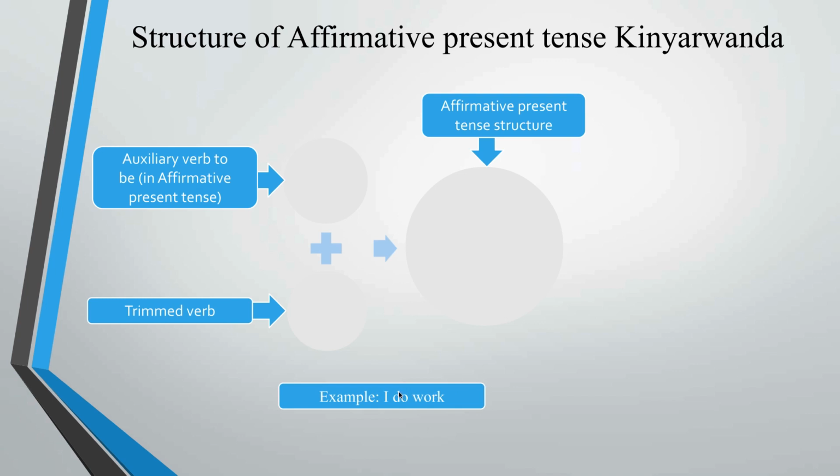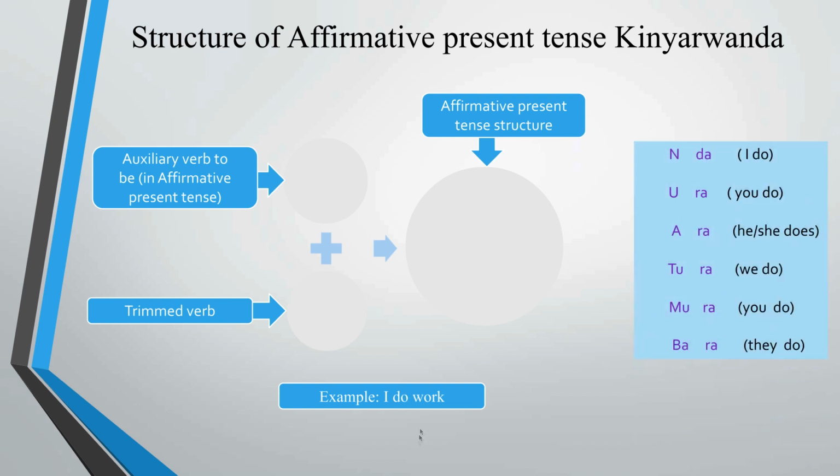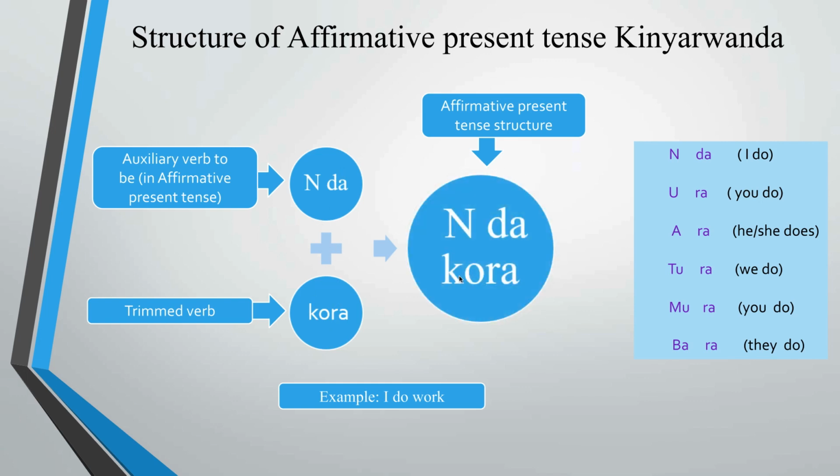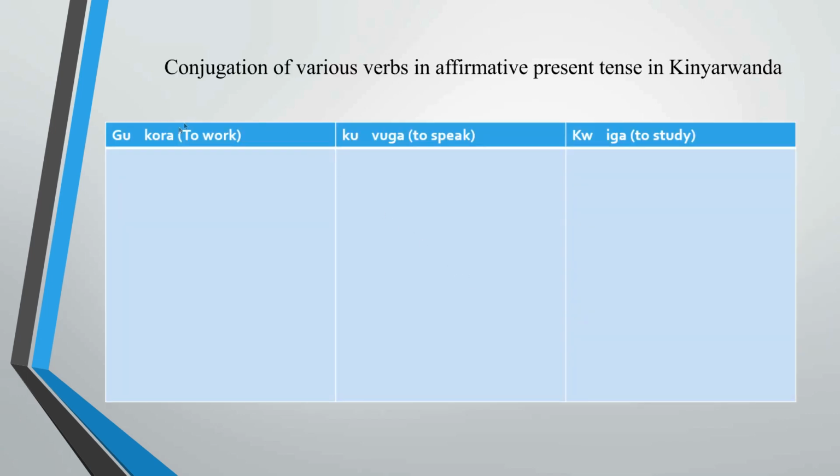Let's take an example of this sentence, I do work. As you can see, this is the first person of singular, so the auxiliary will be nda. We add the verb. To work means gukora in Kinyarwanda, so the trimmed verb will be kora, so nda plus kora will be ndakora. Let's see three verbs that fall in all the categories of Kinyarwanda verbs: gukora, kuvuga, kwiga, which respectively correspond to work, to speak, and to study, and see how we can conjugate them in affirmative present tense.